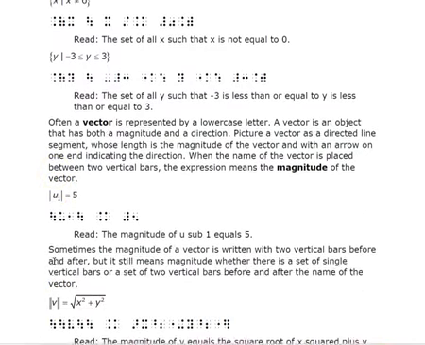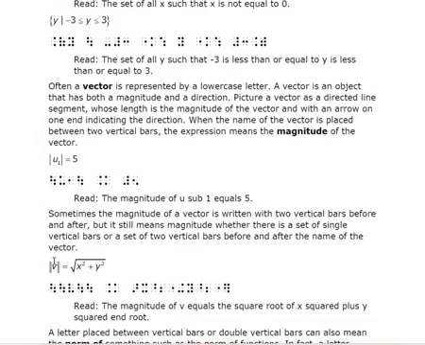It says often a vector is represented by a lowercase letter. A vector is an object that has both a magnitude and a direction. Picture a vector as a directed line segment, whose length is the magnitude of the vector and with an arrow on one end indicating the direction. When the name of the vector is placed between two vertical bars, the expression means the magnitude of the vector. So this is read, the magnitude of u sub 1 equals 5.